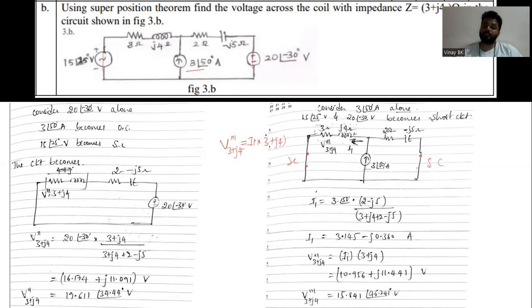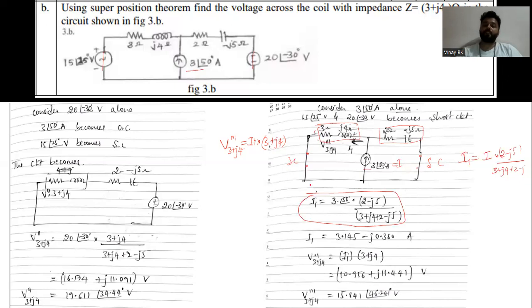So before that, you need to find the value of I1. To find this I1, you simply apply the current divider. See, there is a total current and two branches. So the current divider says I1 is given by the total current I, that is 3 at an angle of 50 degree, into the opposite impedance, so you find the current flowing through this impedance. The opposite impedance is 2 minus J5, so into 2 minus J5 divided by the sum of impedances, that is 3 plus J4 plus 2 minus J5. You can see here, this will get.